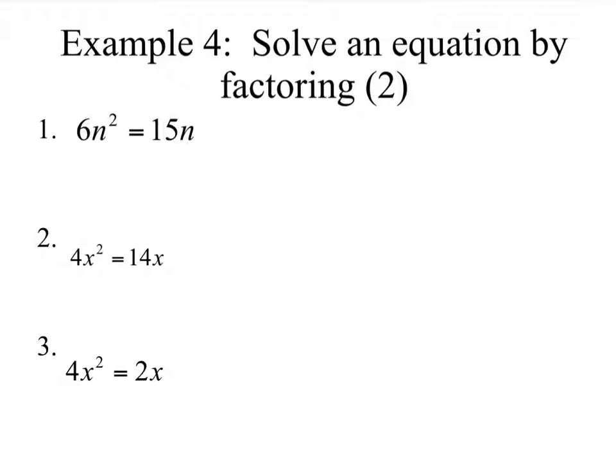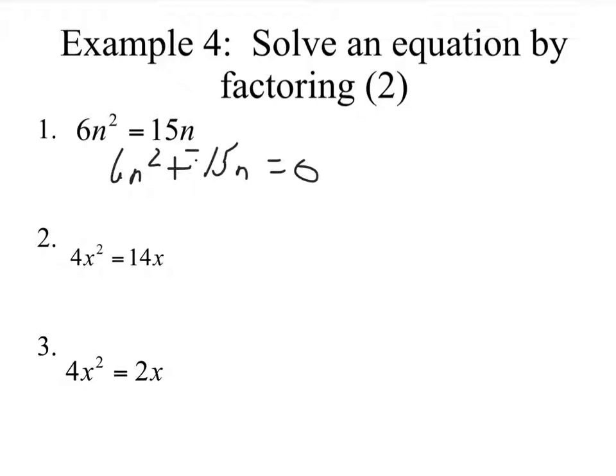These particular problems we're just looking at because they're not set equal to 0. Everything up until this point, our equations had been set equal to 0, but now they're not. So the first thing I have to do is move the piece from the right to the left by adding the opposite in order to get it to equal 0. So I'm going to add negative 15n to each side. So it's going to give me 6n squared plus negative 15n equaling 0.